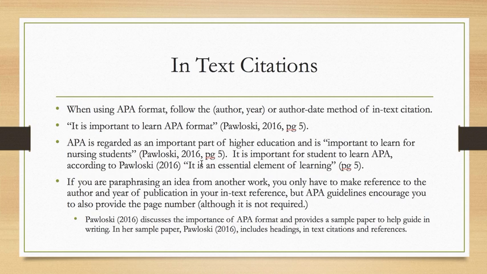So again, on here you see towards the bottom it says if you're paraphrasing an idea from a work, you have to still include the reference, which would be the last name and the year of the publication. So Pawlowski, 2016, discusses the importance of APA. And then in the next sentence it says in our sample paper, Pawlowski, 2016, includes headings, in-text citations, and references. So those are two ways that you can paraphrase and summarize information without using the direct quotes.